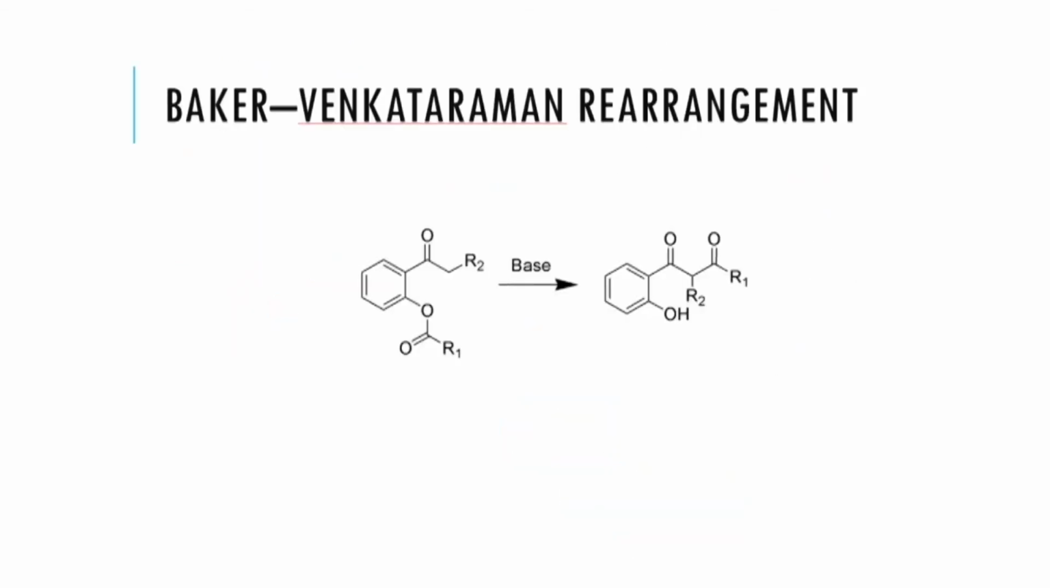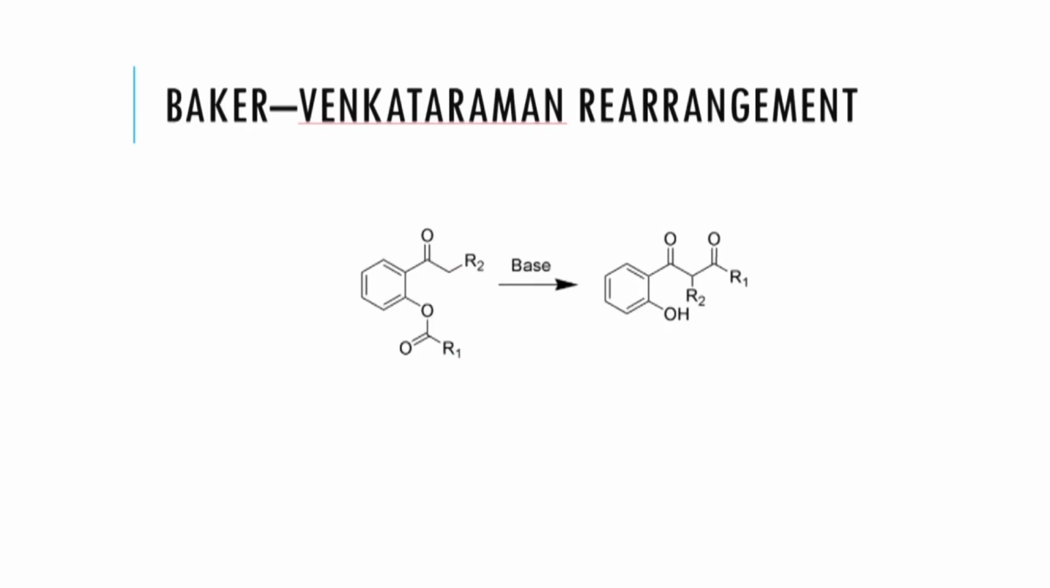Now let's move on to the next rearrangement, which is called the Baker-Venkataraman rearrangement, and this rearrangement involves a carbonyl compound and a base. So what we would expect here is that, again, this is the ketone part here and there's an ester here, and in the presence of a base, this ester bond seems to be broken and this carbonyl part of the ester is moved to this carbon next to the ketone.